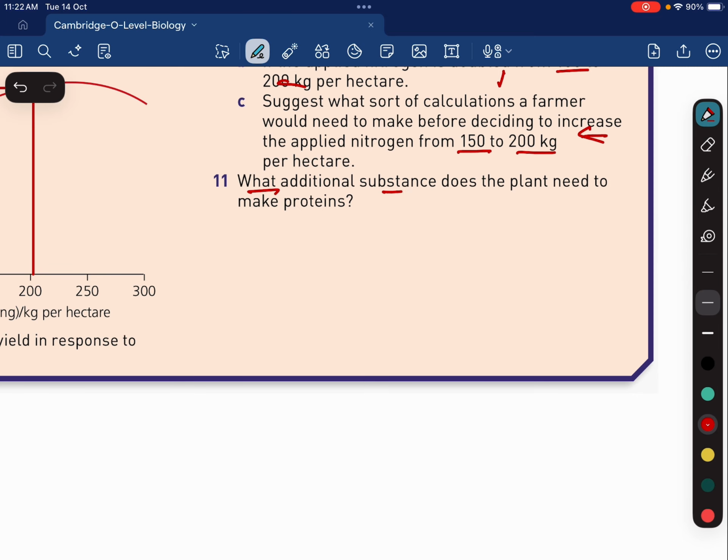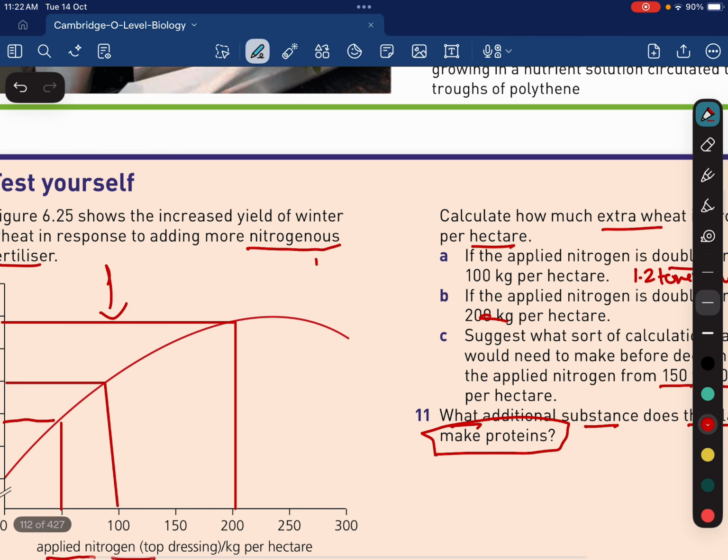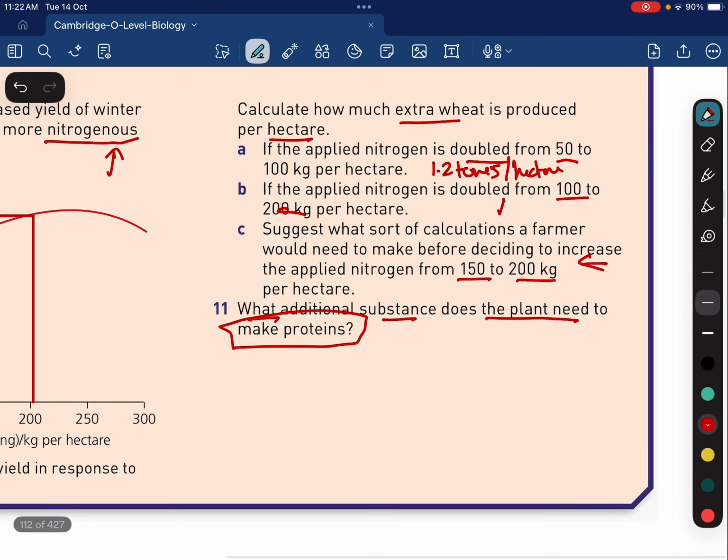Which additional substance does the plant need to make proteins, right? So just as we said that here we are adding nitrogenous fertilizer, like nitrate ions were being used to make amino acids, right? And then later these amino acids were being used to make proteins. Just like that, they're asking what additional substance does the plant need to make protein.